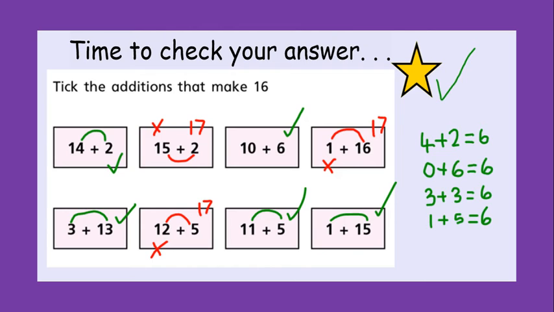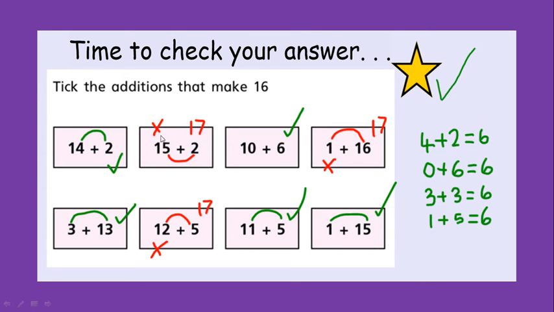Right, it's time to check your answer. So tick the additions that make 16. So here we've got 14 add 2. Now 4 add 2, you can see here, it does make 6. So if we've got our 10 and then 4 add 2 makes 6, 10 add 6 equals 16. Here, 15 add 2. Oh, 5 add 2 makes 7, not 6. So that is not correct.